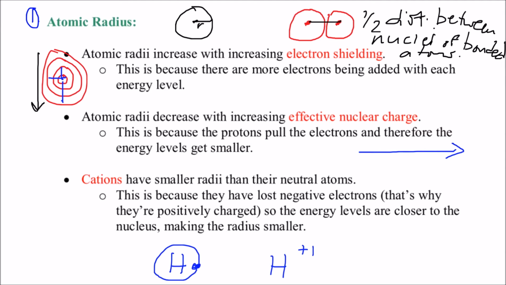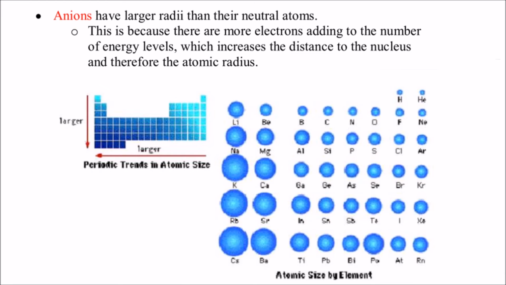If you start losing electrons, then you start losing these energy levels, and that means that the energy levels are going to get closer to the nucleus. So cations are always going to have smaller radii than their normal atoms. Anions are going to have larger radii than their normal atoms because we're adding more electrons. And if you start adding more electrons, you're eventually going to have to start adding energy levels, which will increase the distance from the nucleus.